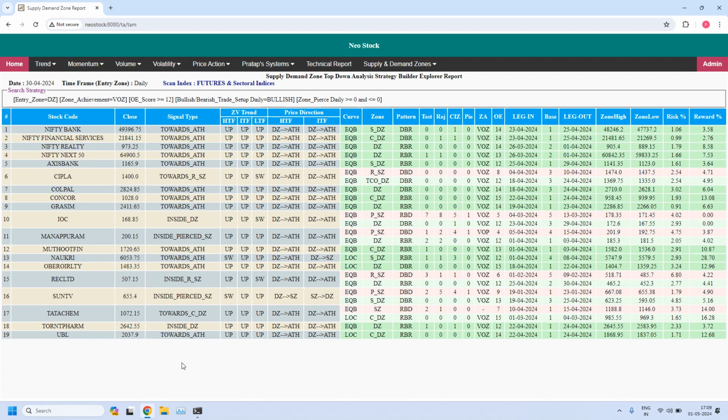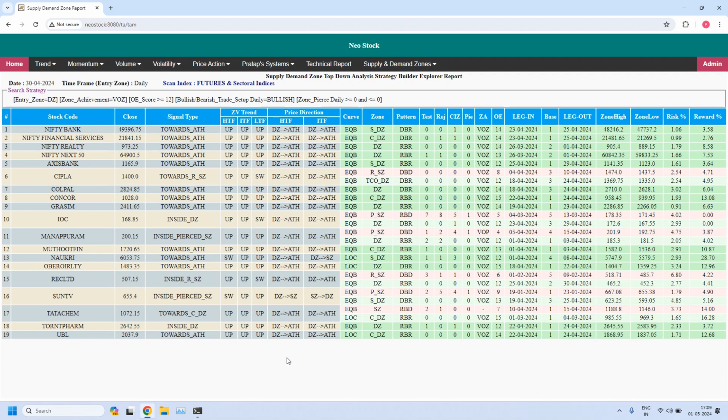I'll be giving you only a few seconds to study all these parameters and then I move on to the next report. Please pause the video. You can study all the columns. If any of your stocks are there, you can draw these zones in your chart applications. After your study, you can further proceed with this video.